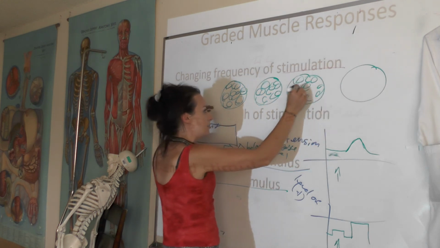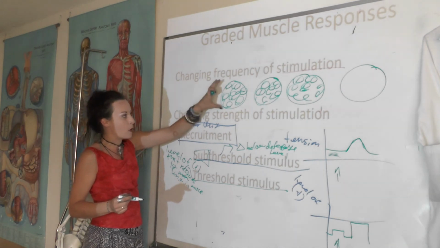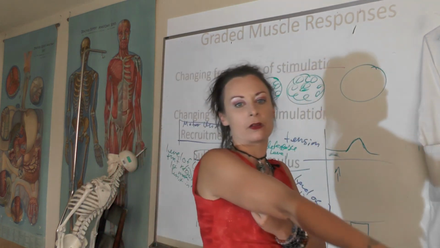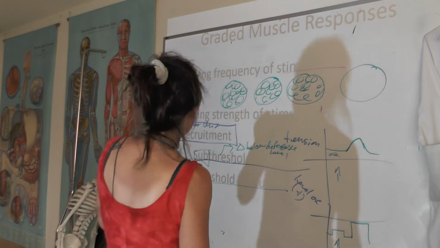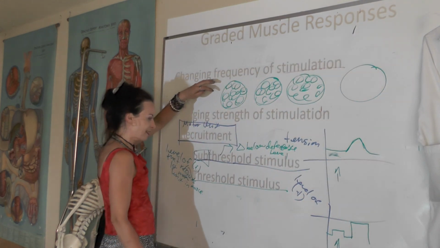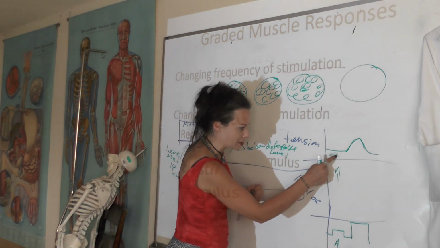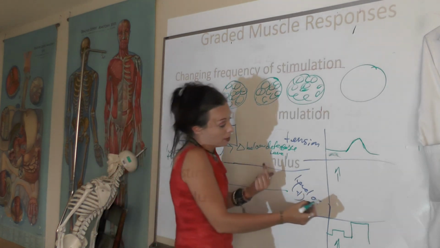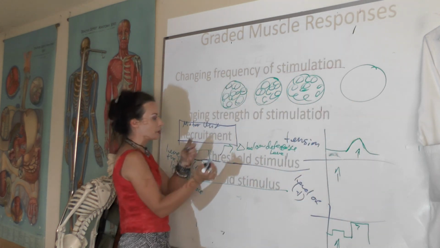At subthreshold stimulus, I am not going to recruit any motor unit in this muscle. If I ask my biceps brachii to hold a feather, it'd be like, I don't even have to think about that. I don't have to recruit any motor units to hold that. That level of stimulation is so low that it requires no tension from me. Well, what if I want you to hold a can of tomato soup? All right, that's the threshold where I'm actually going to require my first motor unit to be activated.